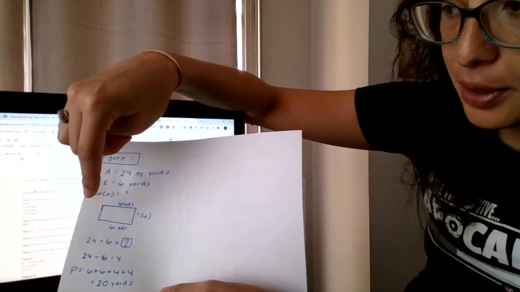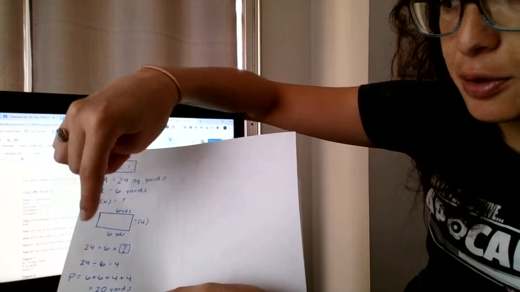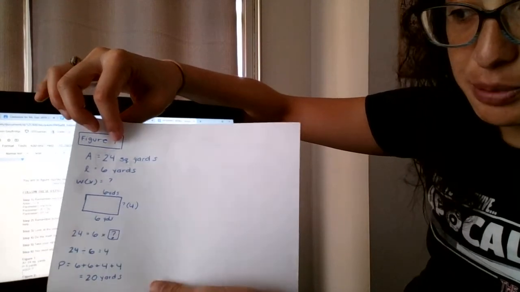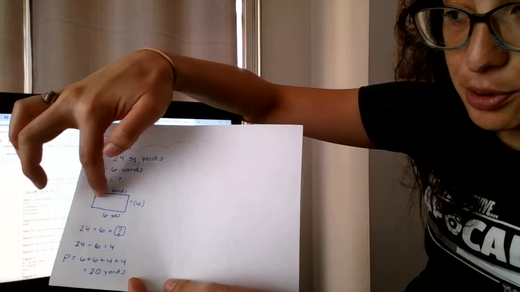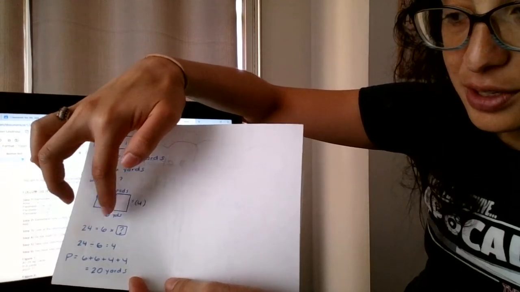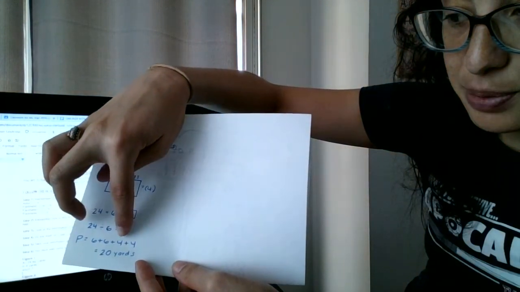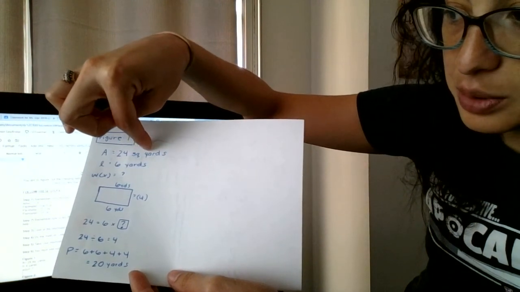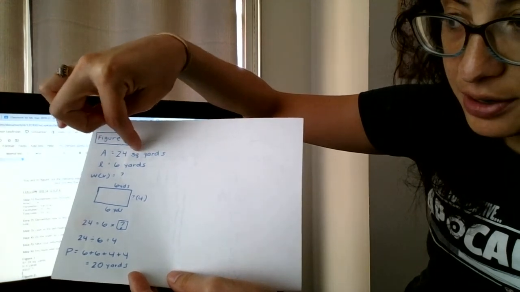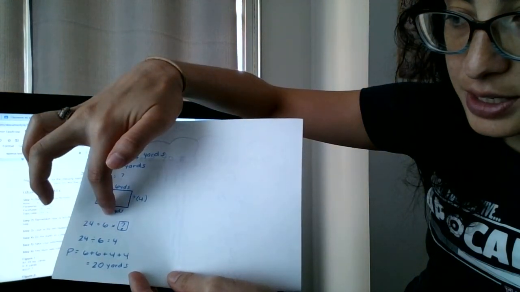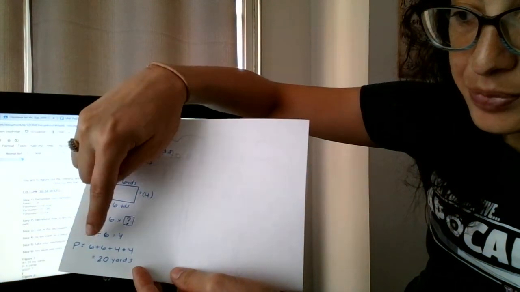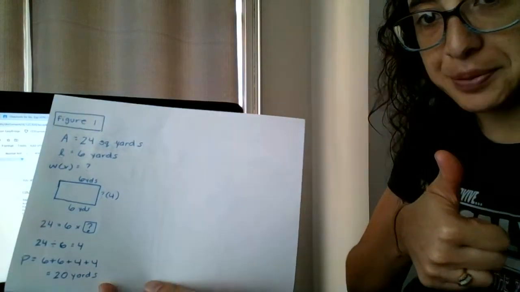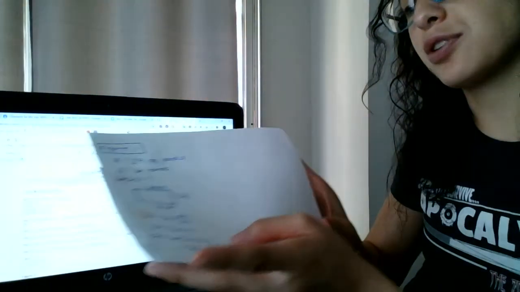But remember, I said to find the perimeter or the area. I'm given the area, so that means I have to find the perimeter. Remember, the perimeter is adding all around. So 6 plus 6 plus 4 plus 4 is going to give me 20 yards. So the area is 24 square yards. One side is 6, the other side is 4, and my perimeter is 20. So I'm done with figure 1. I'm going to start figure 2 for you.